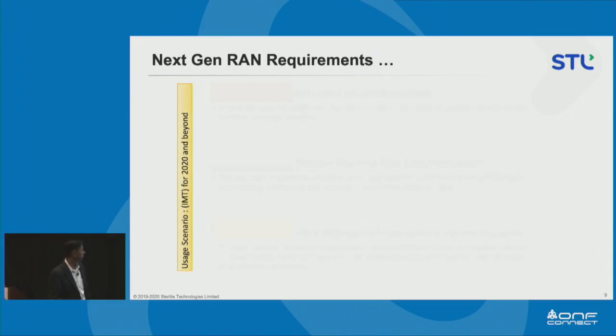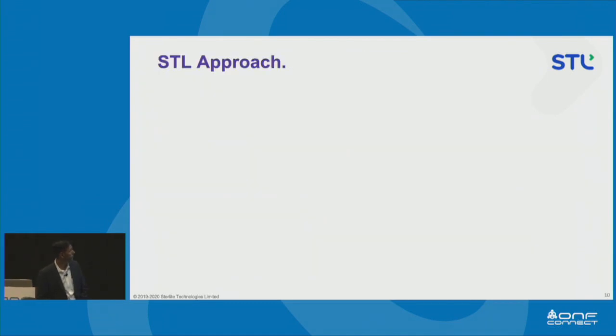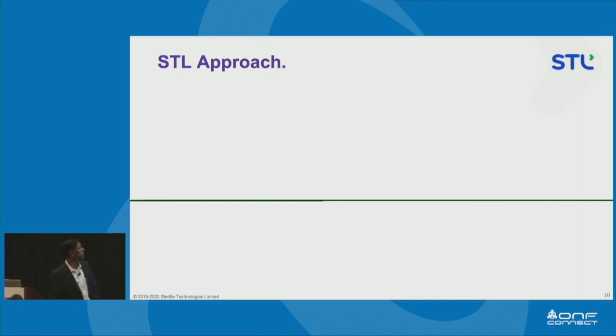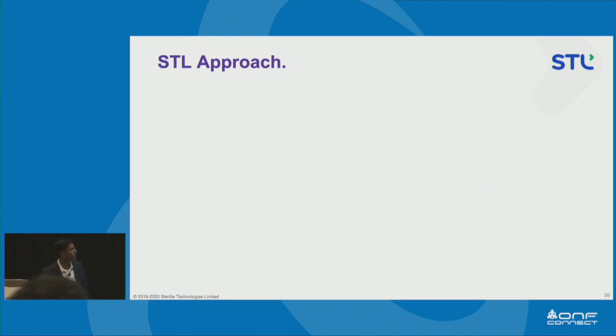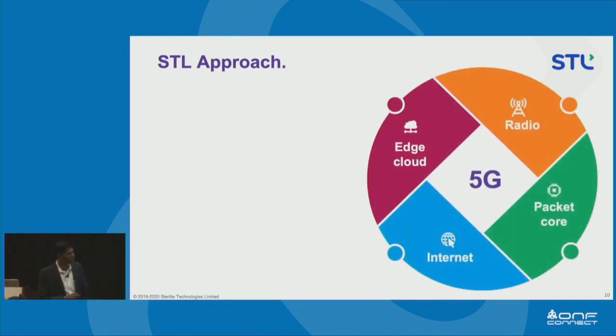Okay, sorry about that. So what are we going to do with STL's approach? We at STL think that for any successful 5G implementation, you have to have a RAN or a radio implementation which ensures that those requirements are met. The packet core has to be standards compliant, and you should think of edge cloud.